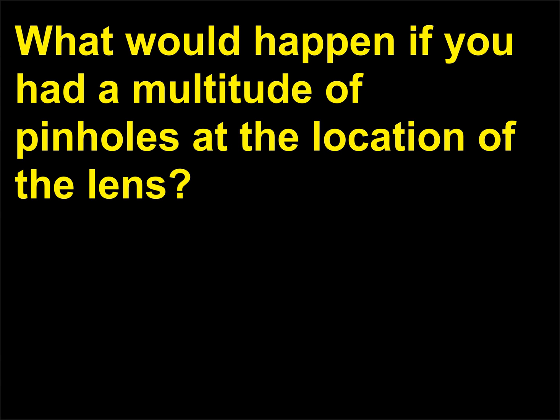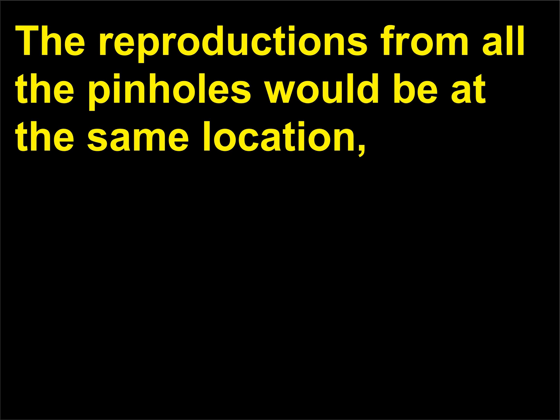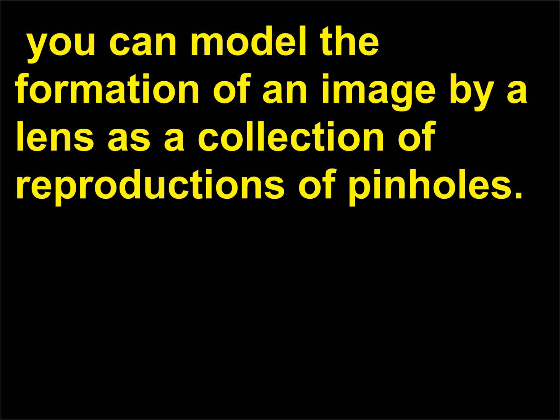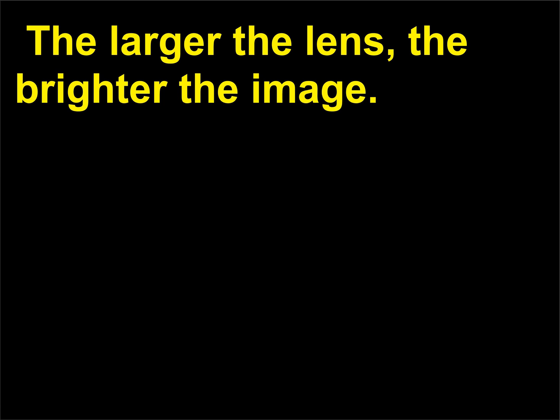What would happen if you had a multitude of pinholes at the location of the lens? The reproductions from all the pinholes would be at the same location, and many more rays from the object would end up at the same place on the image. The image would be much brighter. So, you can model the formation of an image by a lens as a collection of reproductions of pinholes. The larger the lens, the brighter the image.